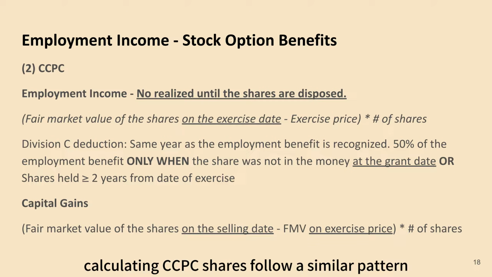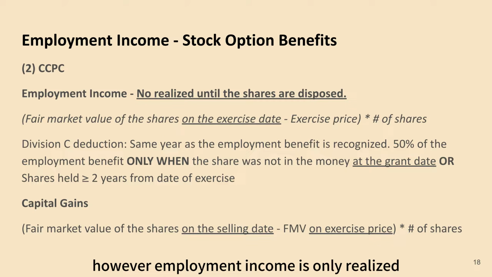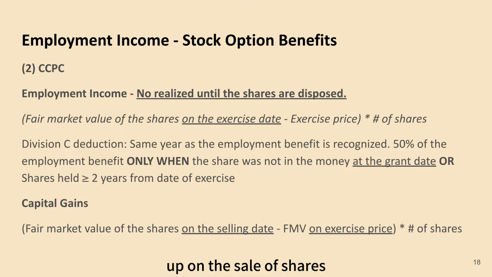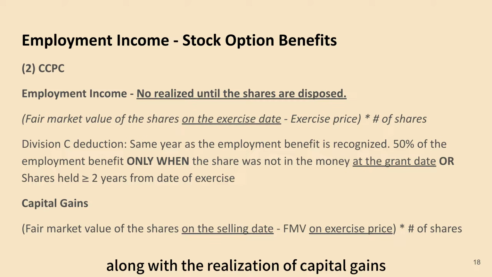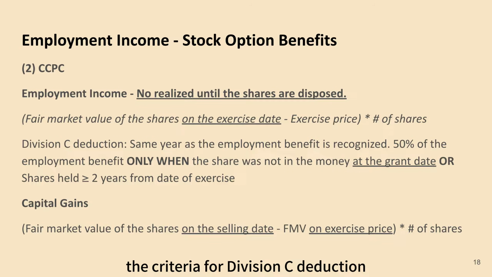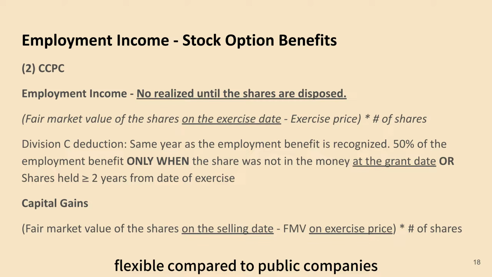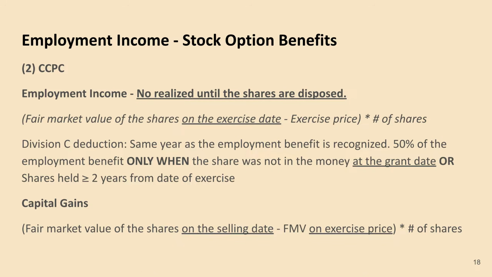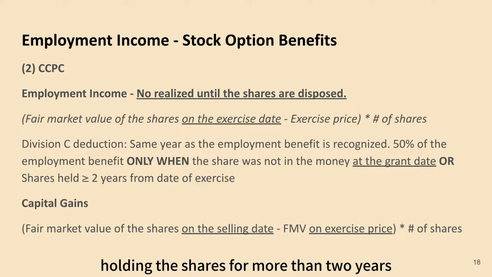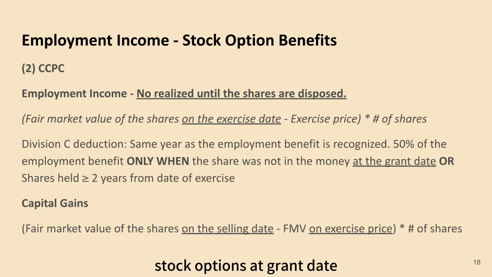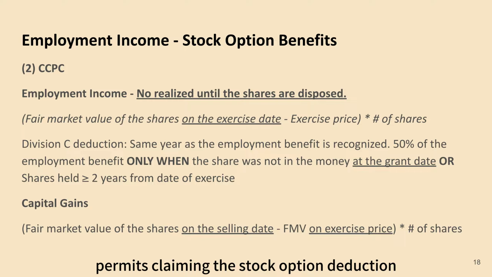Calculating CCPC shares follow a similar pattern. However, employment income is only realized upon the sale of shares, along with the realization of capital gains. The criteria for Division C deduction are relatively more flexible compared to public companies. Holding the shares for more than 2 years or having not-in-the-money stock options at the grant date permits claiming the stock option deduction.